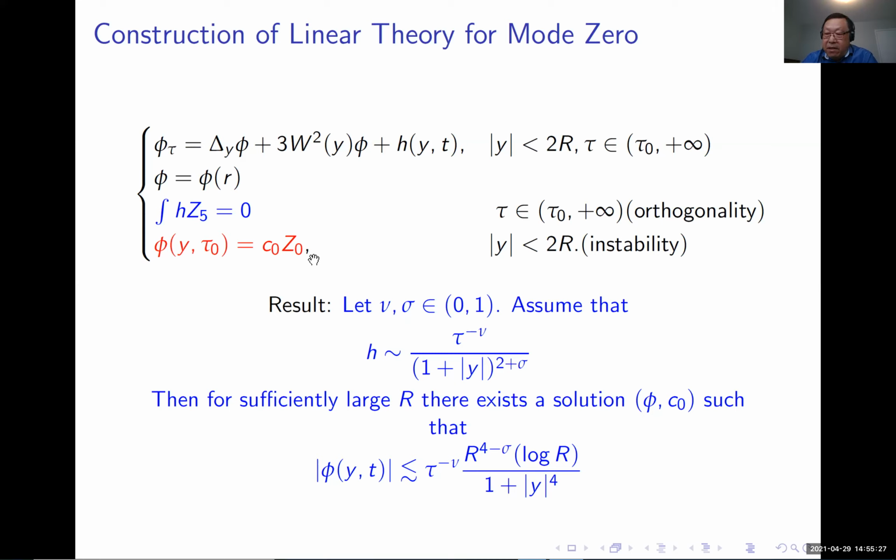Now we also have instability. I remember our bubble is unstable, okay? So we need to choose some initial data. So this is the instability. The result is that if H decays like tau in time and in space, then we can find a solution also decaying in time, but inside it is much worse. Inside you lose a lot of R's. Almost all the R's will be lost except one R to the minus sigma, okay? But this is good for the inner-outer gluing.